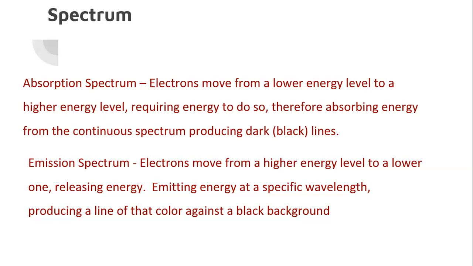Emission: electrons move from a higher level to a lower level. You're going to release that energy. That's a quick little burst, emitting energy at a specific wavelength. You're going to have one line on a black background. So where it says continuous, emission, and absorption spectrum, I want you to color those on that slide before.